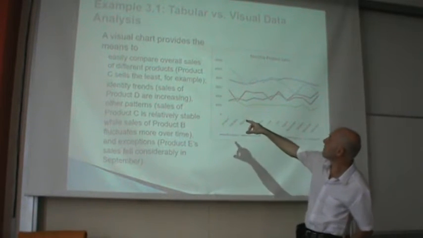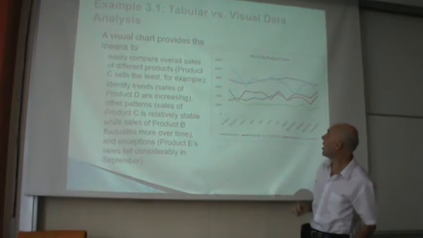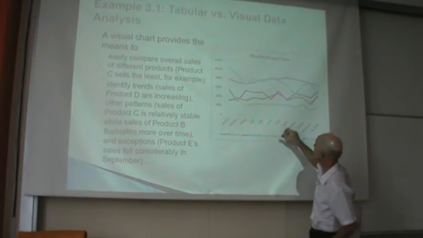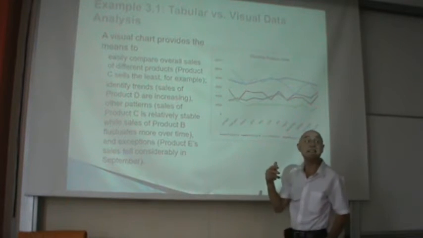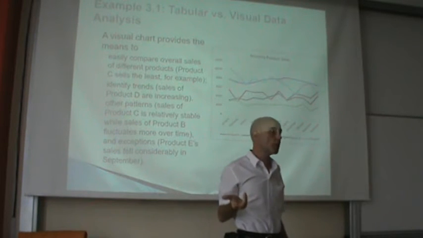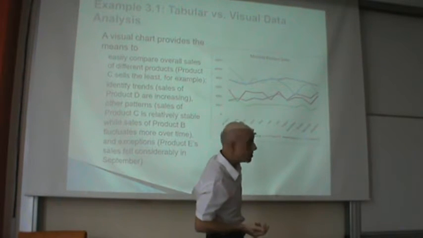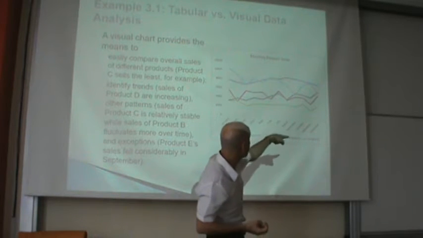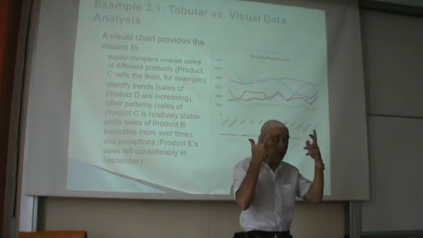So let's see. Identify trends. Product D, sales of D are increasing. So you're looking at product D. It looks like the trend is steadily increasing, okay? So you can see some increasing trends, you can see what's low, you can see what's high, you can see which one is like product E, maybe falling, okay? So it just tells you the picture.